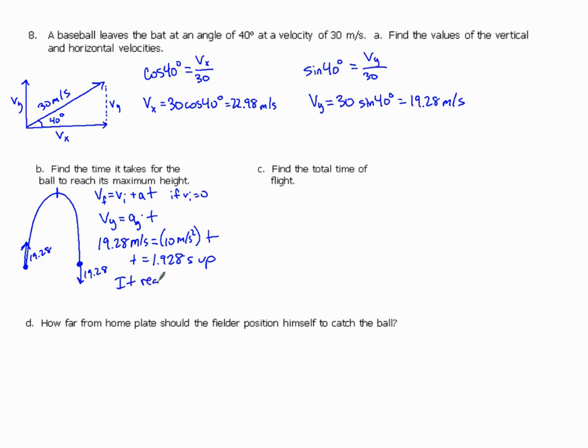which means it reaches its peak at time equals 1.928 seconds. Find the total time of flight. So we know that it went up for 1.928 seconds, and it's going to take an equal amount of time for it to fall. So its total flight time is 3.856 seconds.